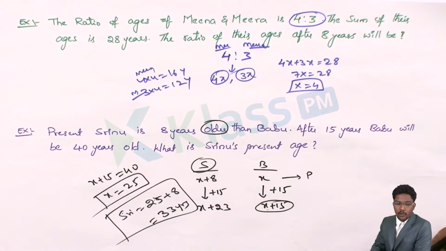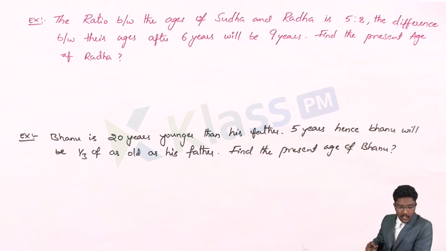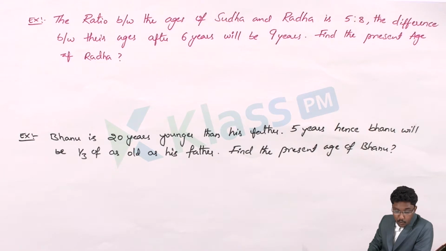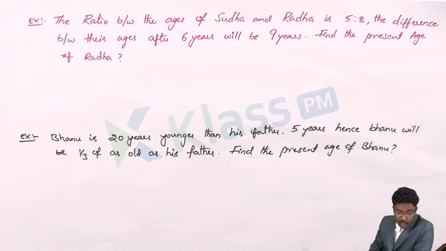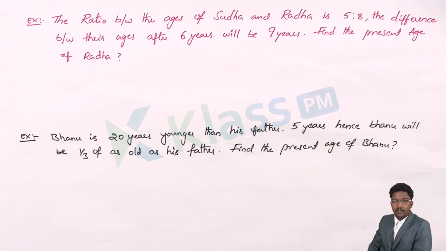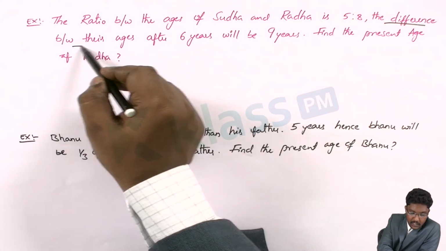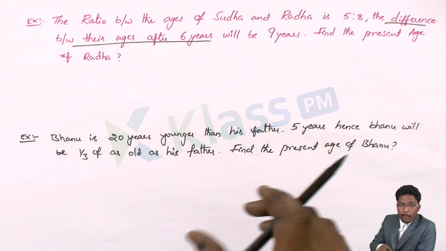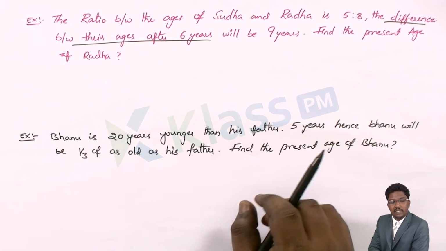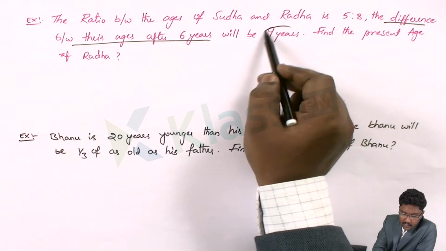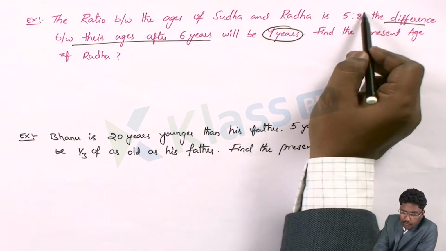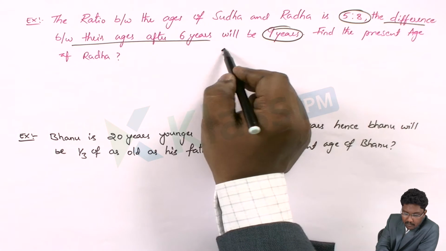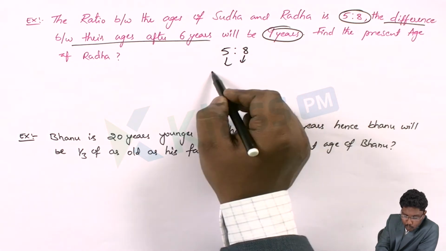Very simple. Okay, moving to the next question. The ratio between the ages of Sudha and Radha is 5:8. The difference between their ages after 6 years will be 9 years. Find the present age of Radha. Here, the difference between their ages after 6 years, before 6 years, or present, at any time the difference is constant. That is 9 years. Then what is the ratio of their ages? 5:8. So convert the ratio into values.